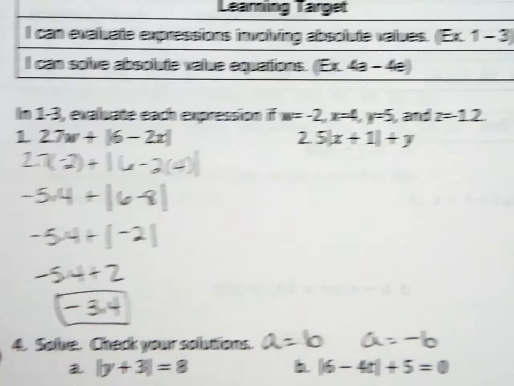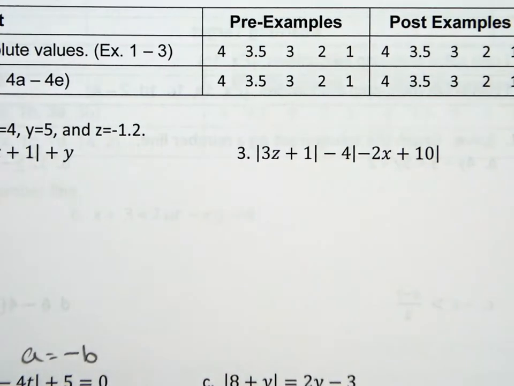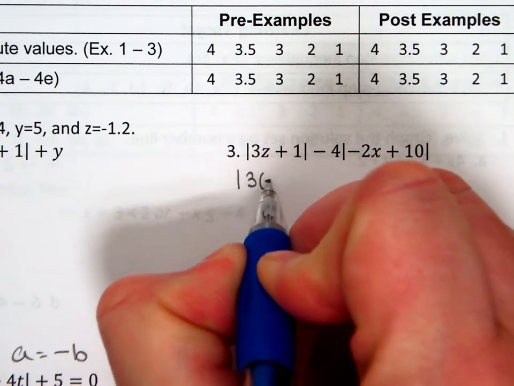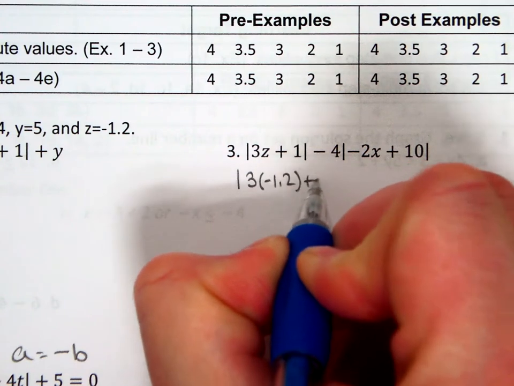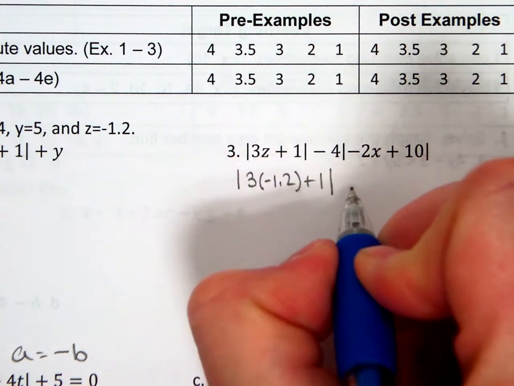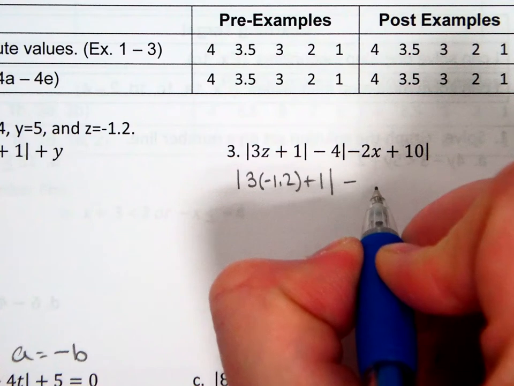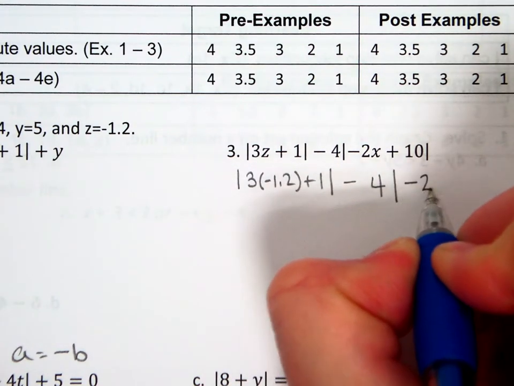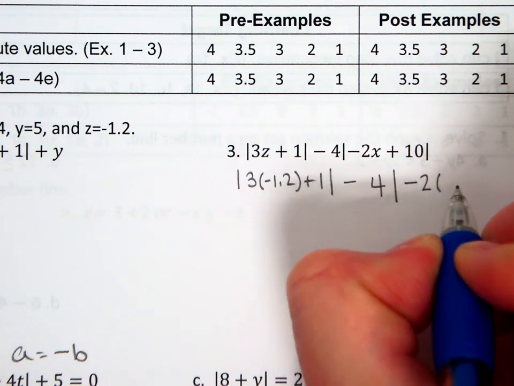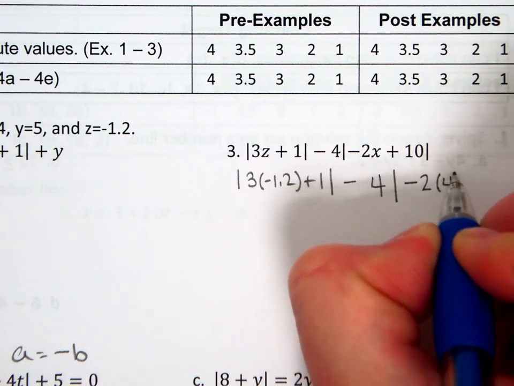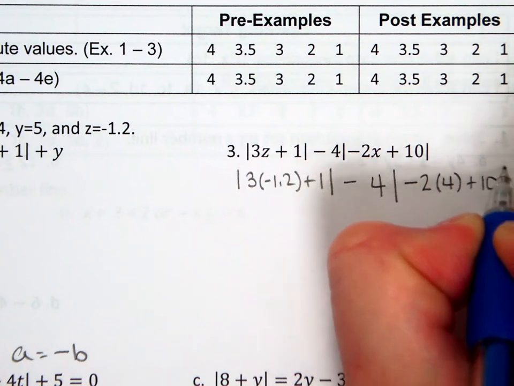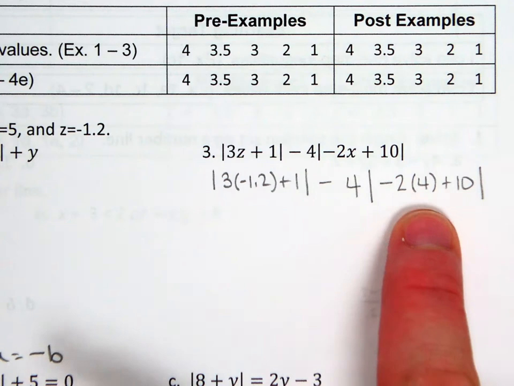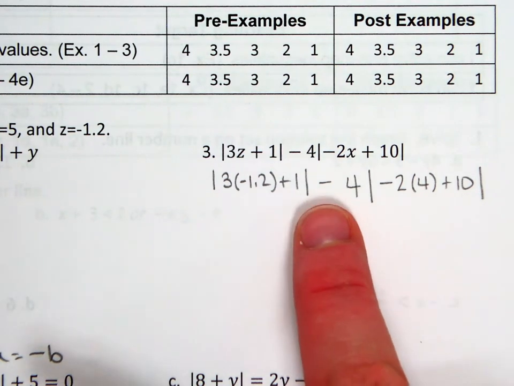I'm going to jump to number 3. So I have the absolute value of 3 times -1.2 plus 1, absolute value, minus 4 times the quantity of -2 times 4 plus 10, absolute value. So you have to take the absolute value of this quantity, then take it times 4, and then you're going to subtract it from this value.